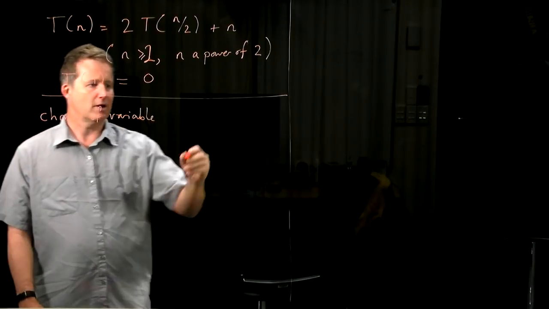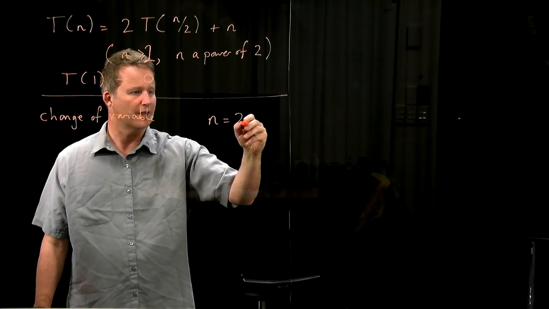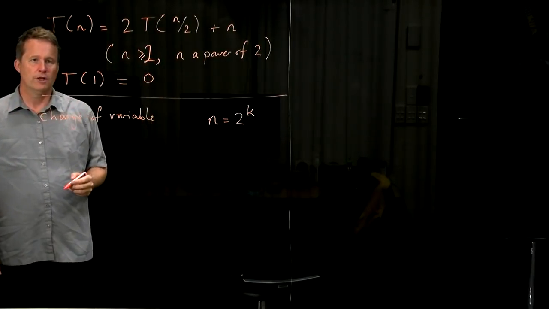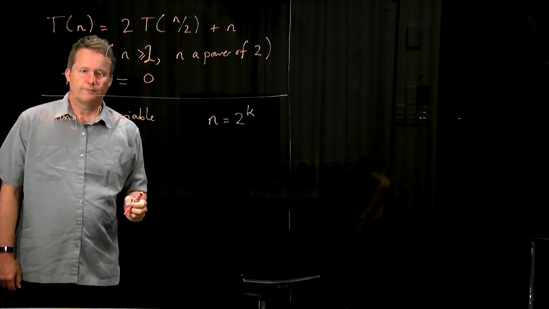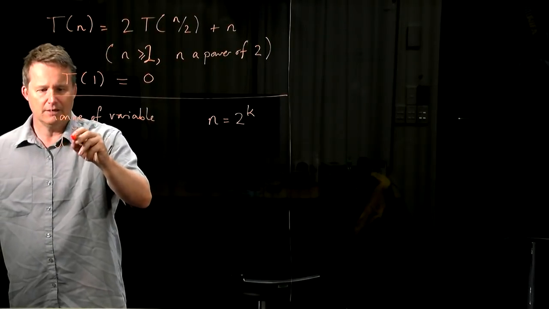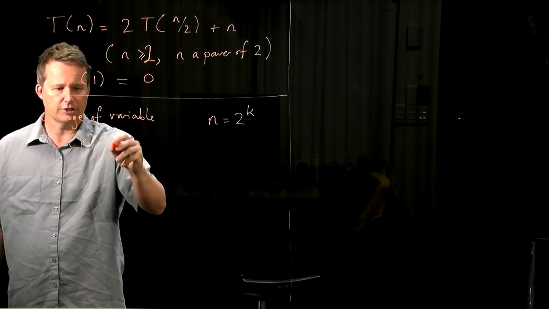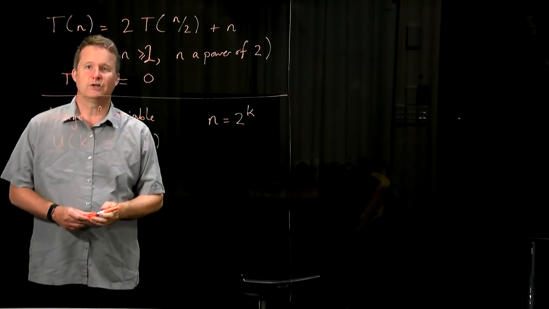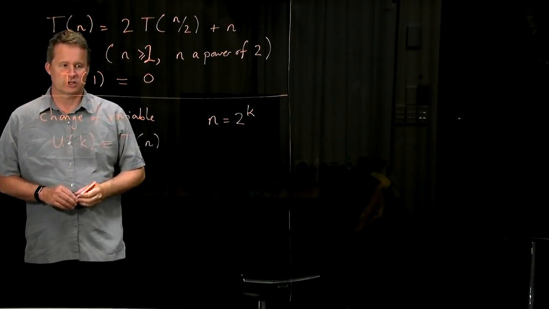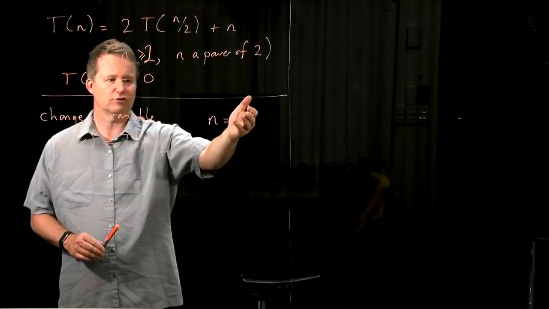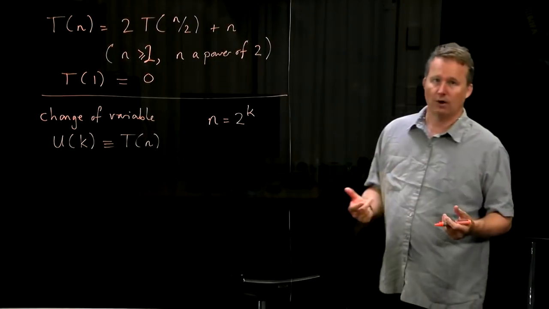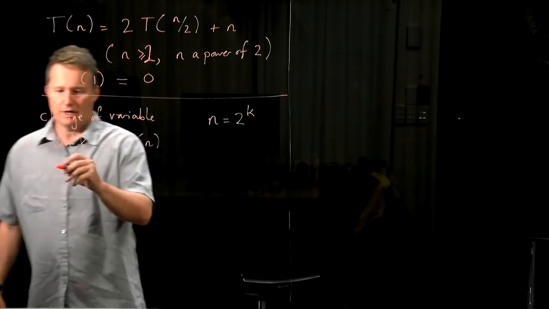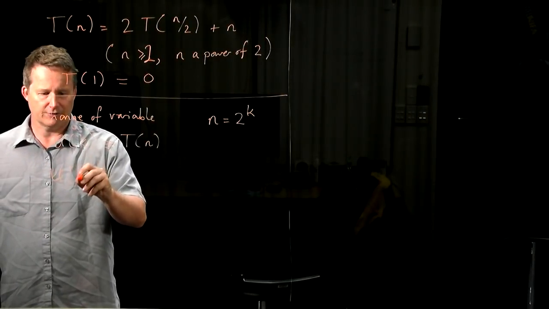Since we're only dealing with powers of 2, we can write n as 2 to the k, where k is some non-negative integer. So I'm going to write u of k, by definition, is just going to be T of n. In other words, I'm going to think of the running time as a function of k instead of a function of n. Now, why does that help? Well, it simplifies the recurrence, I think. We're going to write u of k on the left-hand side here.